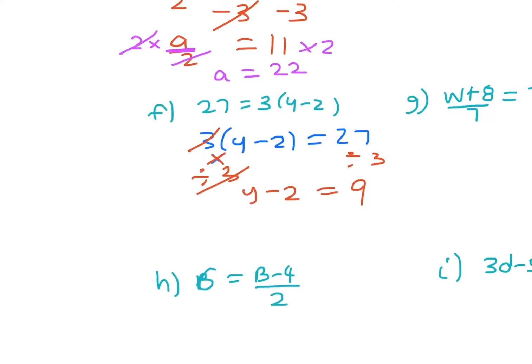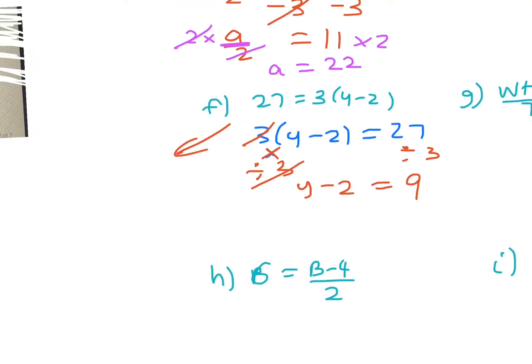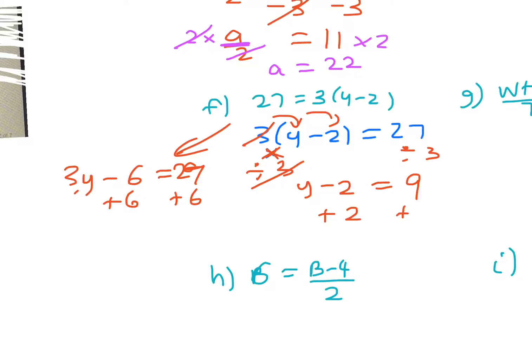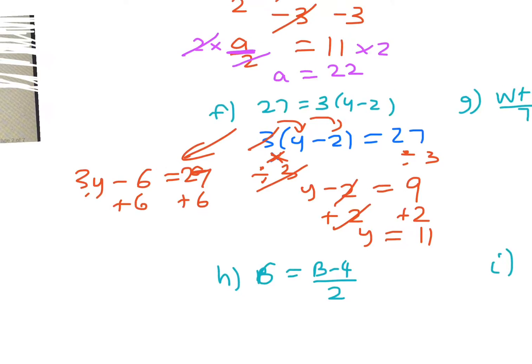You could have also expanded the bracket and gone 3 times y minus 3 times 2, which is 6, equals 27. And then solve it that way, like plus 6, and then divide by 3, divide by 3. Anyway, we're going to do it this way. So you can actually get rid of the 3 straight away by just dividing it out. So plus 2, they go out. 9 plus 2 is 11.